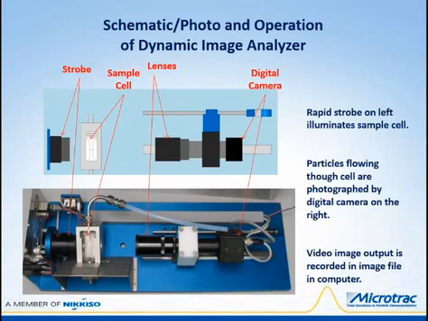Particles flow through the sample cell between a high-speed strobe light on the left above and a digital camera on the right. A video file of the particle images is sent to the computer. All the analysis takes place on the recorded images. The video file is saved and can be remeasured under different SOP conditions.